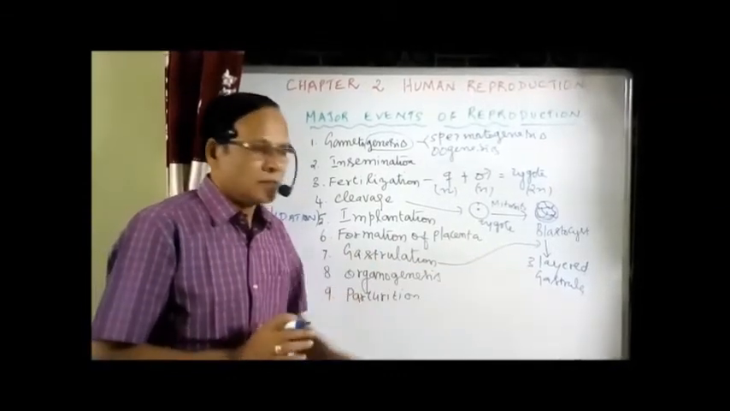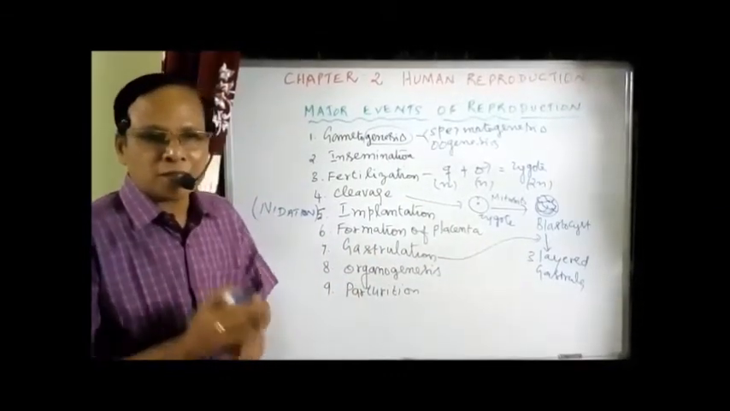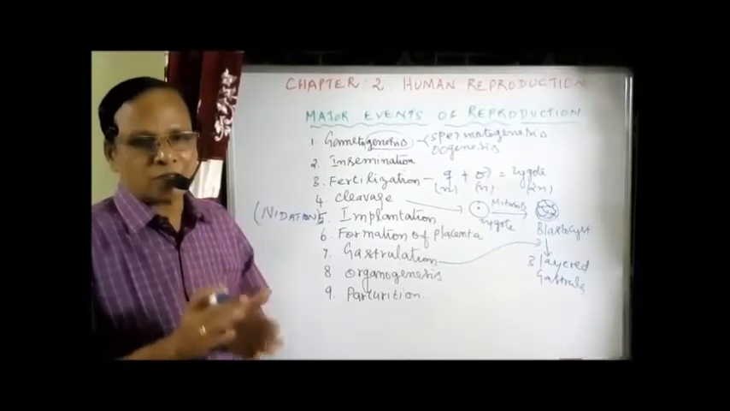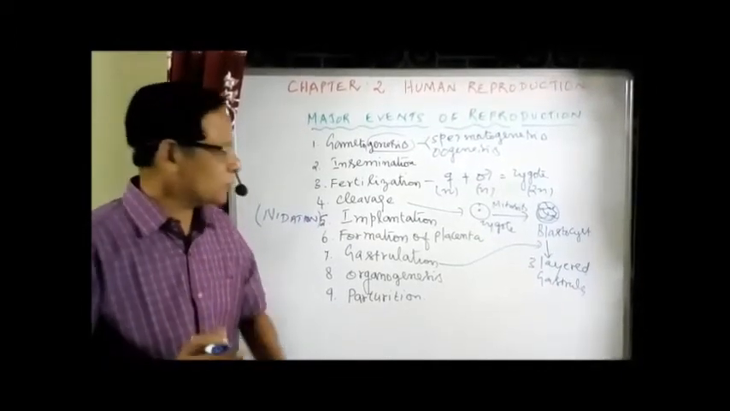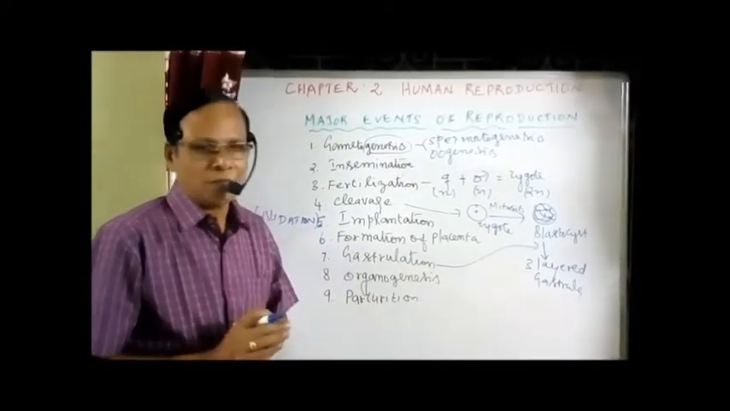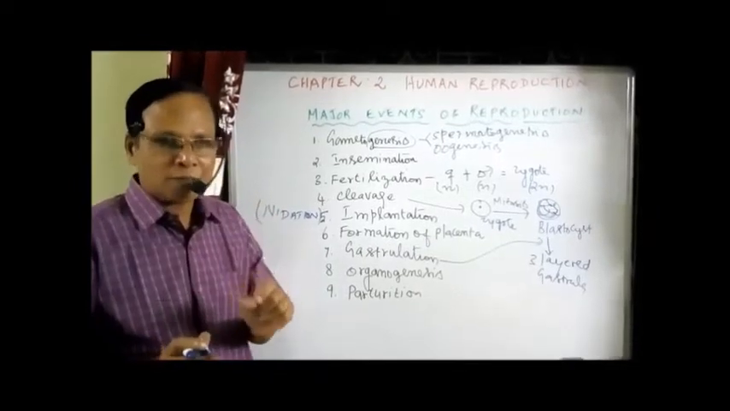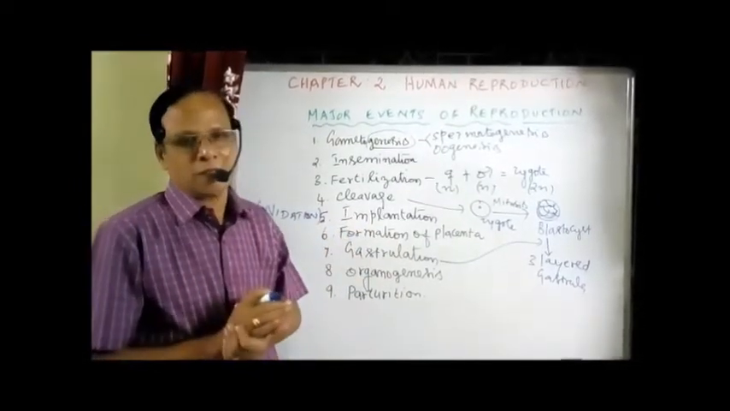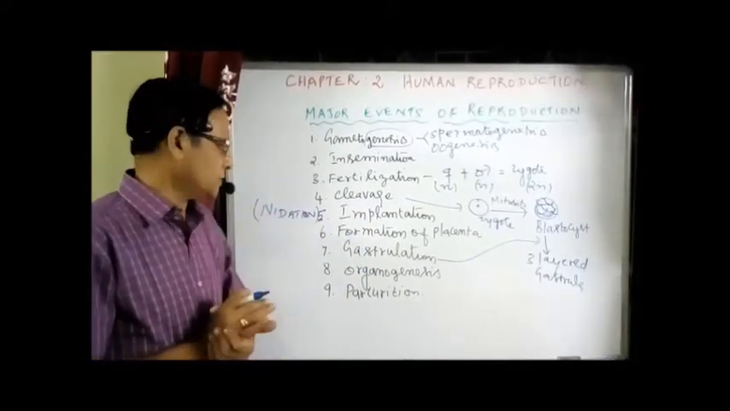Here it is three-layered. The meaning for that one, it contains three germinal layers: ectoderm, endoderm and mesoderm. That's why we are using the word three-layered gastrula. It's not representing the number of layers, but the different layers: ectoderm, endoderm and mesoderm.